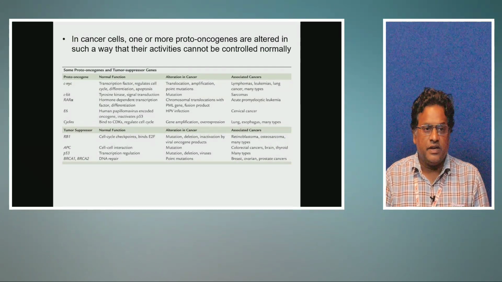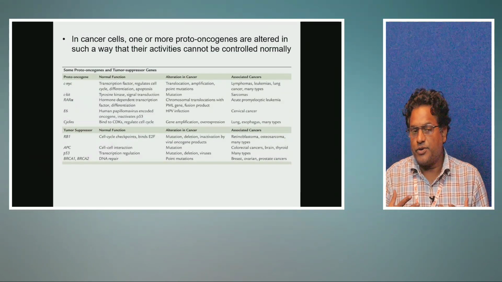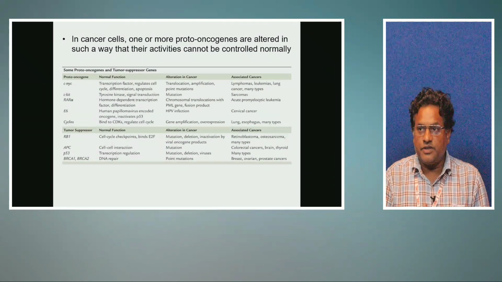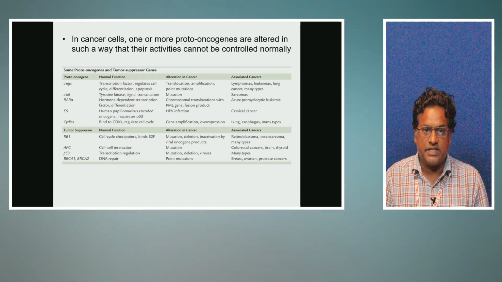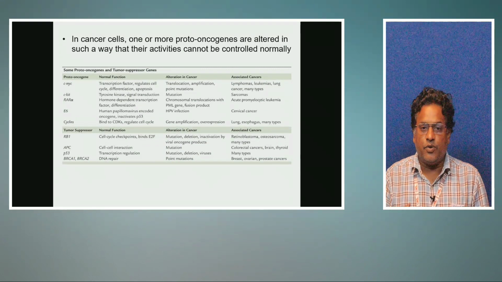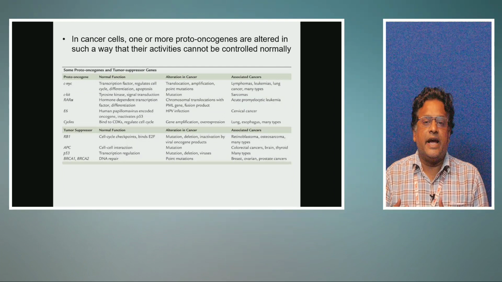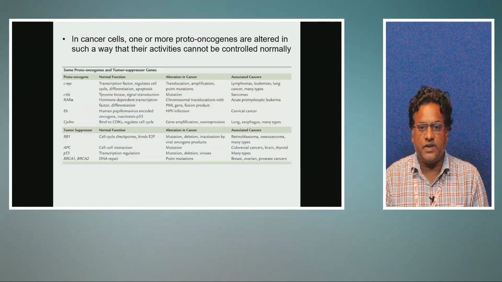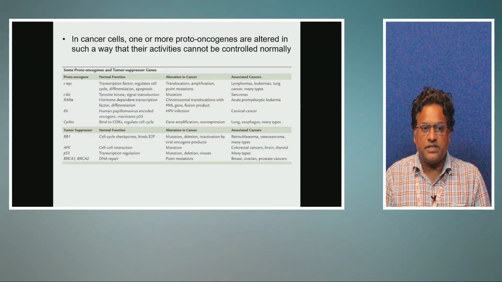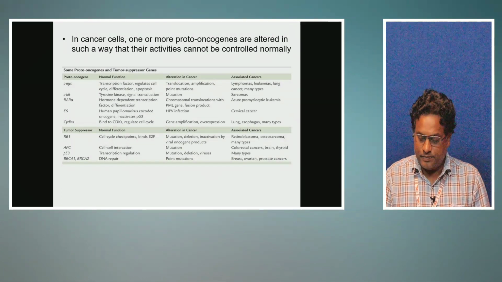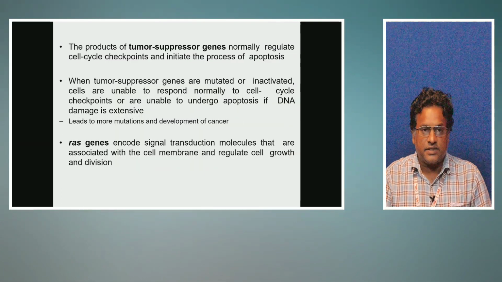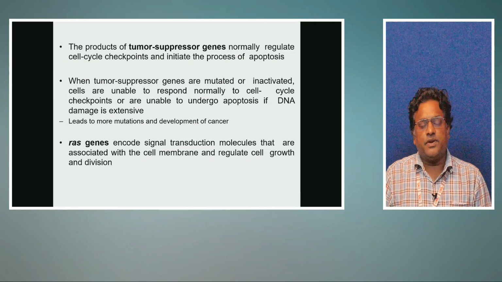Again, you have other types of proto-oncogenes, for example, cyclins, which bind to the cyclin dependent kinases, CDKs, and regulate the cell cycle. They are important in gene amplification and overexpression. They are associated with cancers such as lung cancers, esophageal cancers, and many other types of cancers.